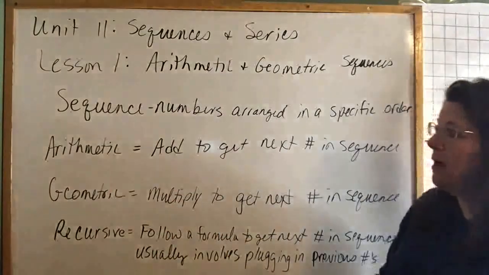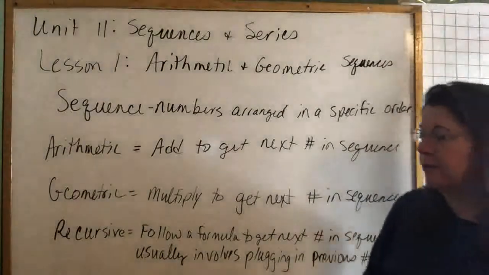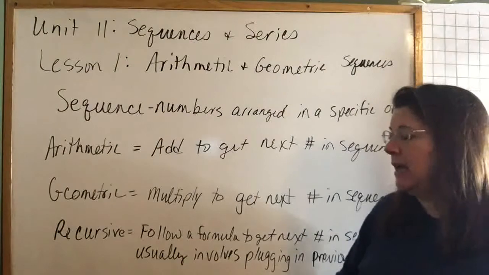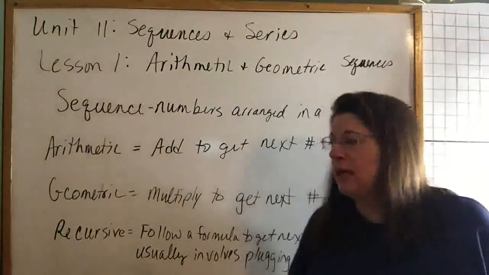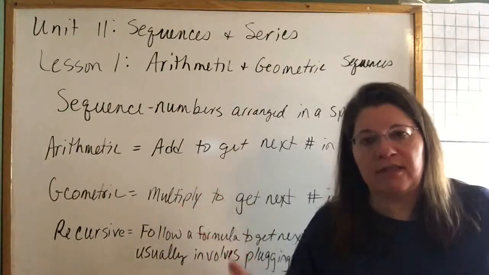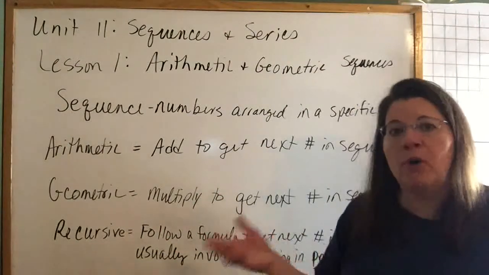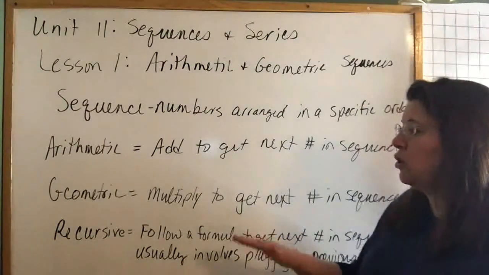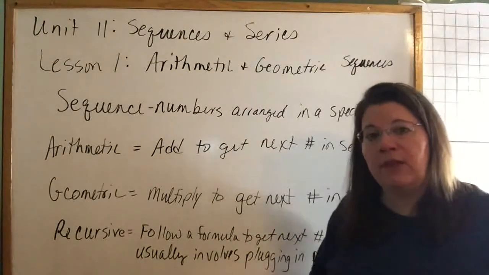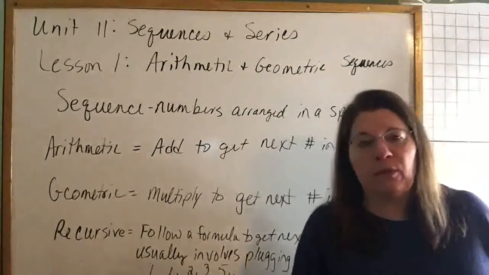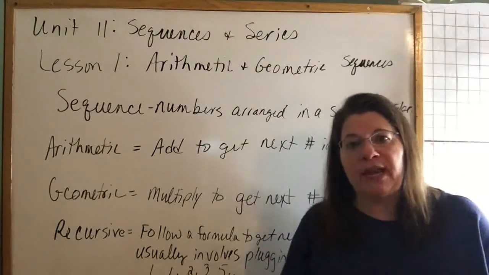The third type of sequence that we're going to talk about is recursive, and we won't do that until near the end of the chapter. In a recursive formula, neither of these methods work. You're not adding a consistent number to get to the next term, and you're not multiplying by a consistent number to get to the next term. You're using different terms within the sequence to get the next term. Usually with those, we have some formulas that we just have to plug into to find the next terms.